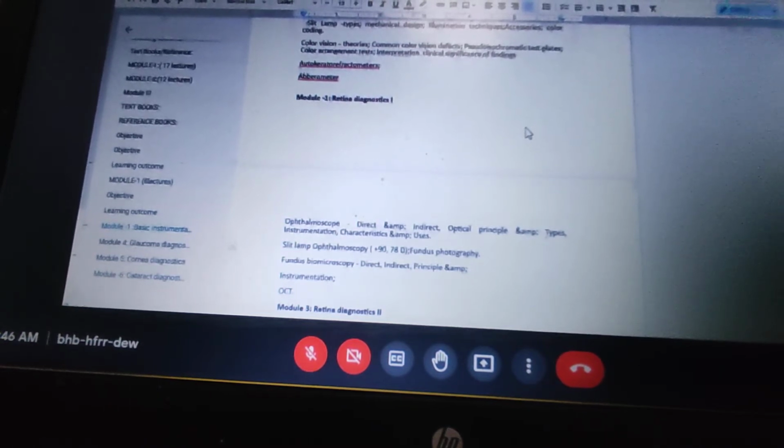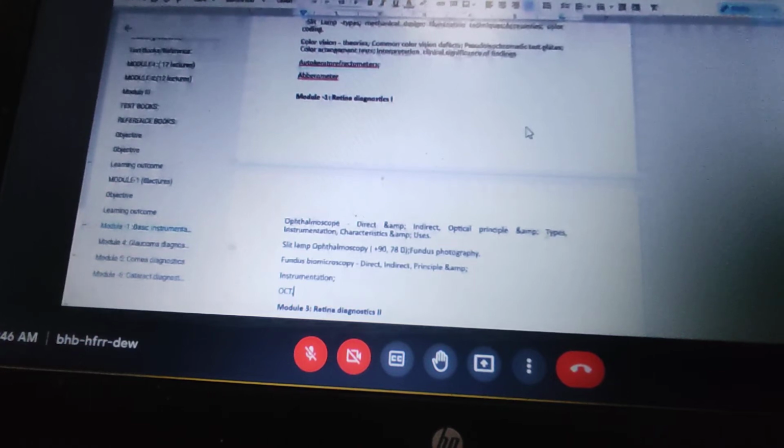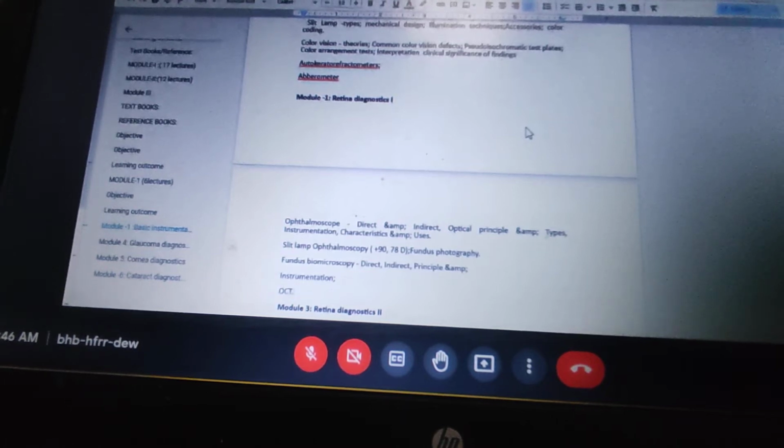What are the different investigations or instruments that we use for a retinal diagnosis? First and foremost instrument that we use is the ophthalmoscope. You might have already used the direct ophthalmoscope. Did you ever use that? Did you use the direct ophthalmoscope or not? Some of us have used it, ma'am.